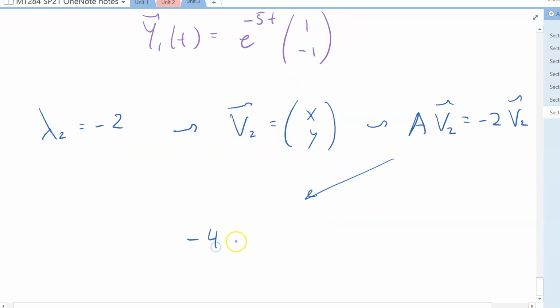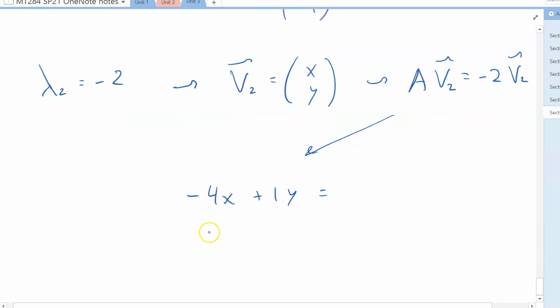We would get the coefficients of our matrix: negative 4x plus 1y is going to equal our first component on the left-hand side, and 2x minus 3y is going to equal our second component. On the right side, we're just taking the vector (x, y) and multiplying it by negative 2, so we have negative 2x in the first component and negative 2y in the second component. Setting components on the left and right hand sides equal gives us this system of two equations in two unknowns.